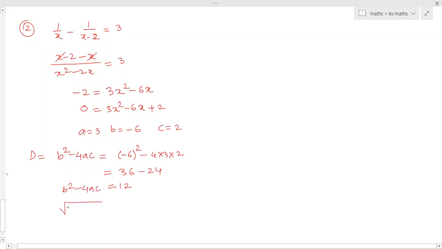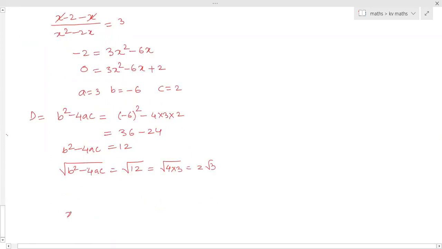So we need the square root of b square minus 4ac, that is square root of 12, which can be written as 4 into 3, that is 2 root 3, the value of the square root of b square minus 4ac. So x is equal to, now the formula, minus b plus minus square root of b square minus 4ac by 2a.